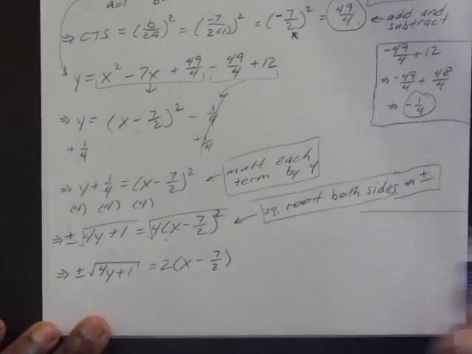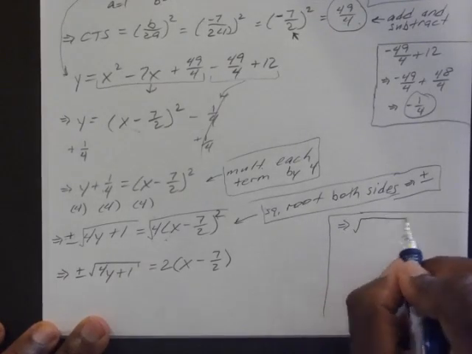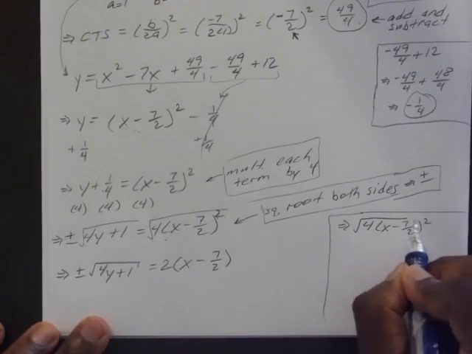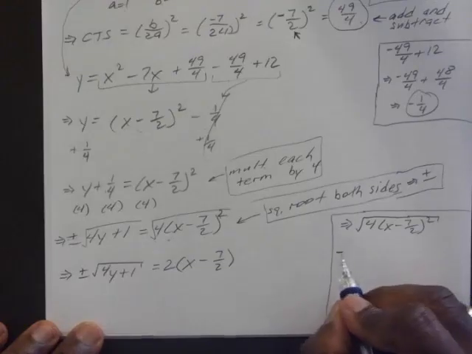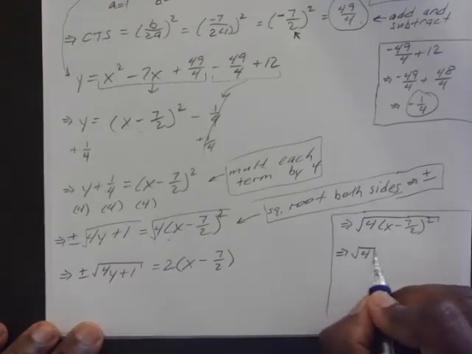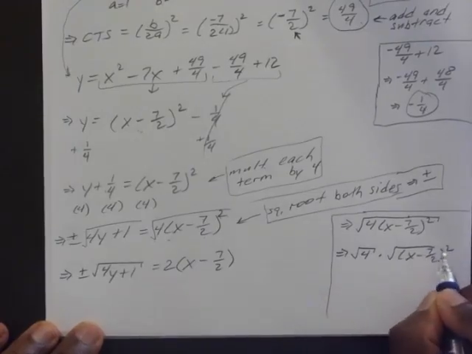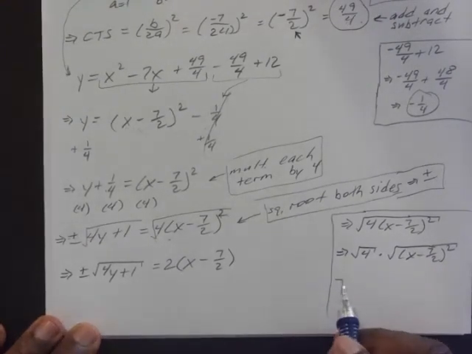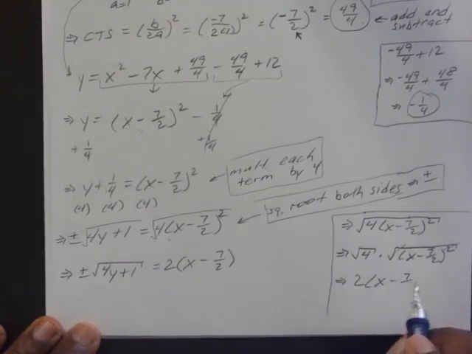And just to show you what I did over there, all I did was take the square root of 4 times x minus 7 over 2 squared. And we can separate that into the square root of 4 times the square root of x minus 7 over 2 squared. We know that the square root of 4 is just 2. And again, the square and the square root cancel out, leaving just x minus 7 over 2.